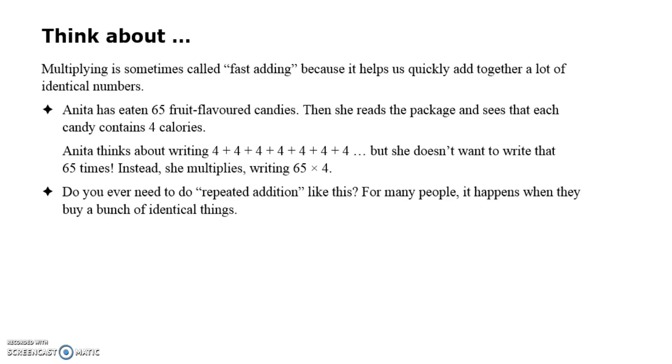Multiplying is really just fast adding because we're taking identical numbers and we're quickly adding them together. So some examples are: Anita has eaten 65 fruit-flavored candies. She reads the package and sees that each candy contains 4 calories. Well, okay, now 65, that seems like a lot, but she's not going to write 4 plus 4 plus 4 plus 4, 65 times. I don't think so. Instead, she can just multiply 65 times 4, and then she'll know how many calories she's just consumed.